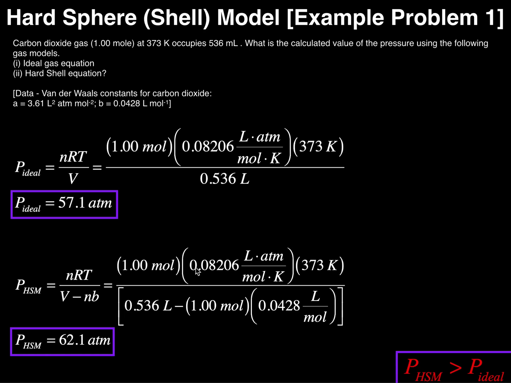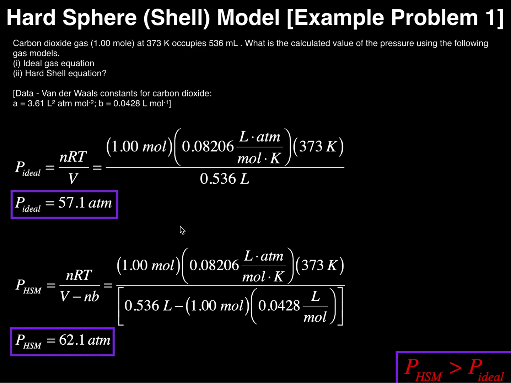We have a gas constant of 0.08206 liter atmospheres per mole Kelvin. The temperature is the same, 373 Kelvin. And then in the denominator, we're still going to have 536 milliliters, but we're going to have to convert that to liters. So we've got V, 0.536 liters, but now we have to subtract off nB. Now, n we already know, that's 1.00 moles.